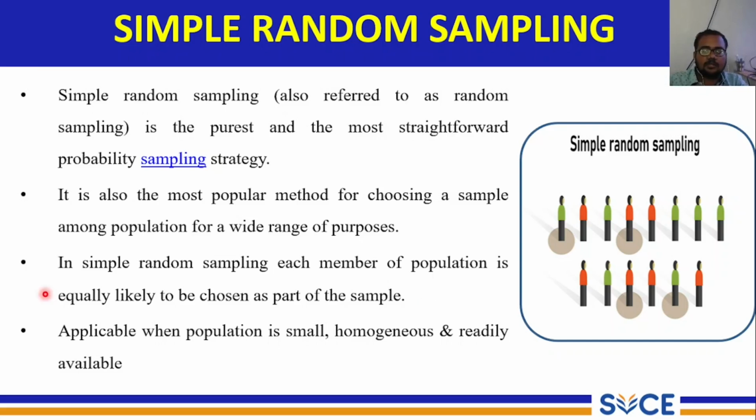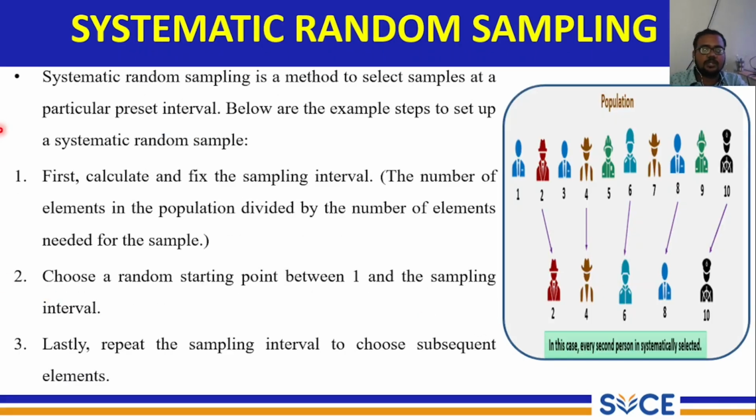And the second sampling strategy is systematic random sampling. In systematic random sampling, we take the samples in a systematic way, where you first calculate and fix the sampling interval you are going to choose. Whether you choose the interval in terms of time or in terms of numbers, it depends upon the person who is doing it, right? The number of elements in the population divided by the number of elements needed for the sample is how you choose the sampling interval.